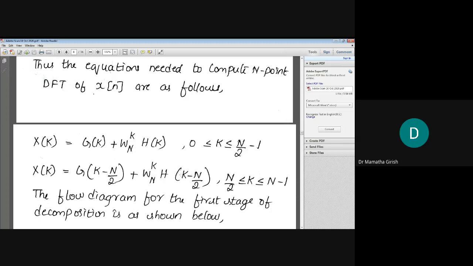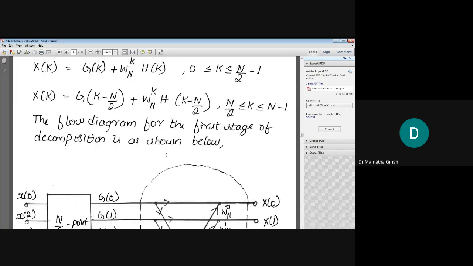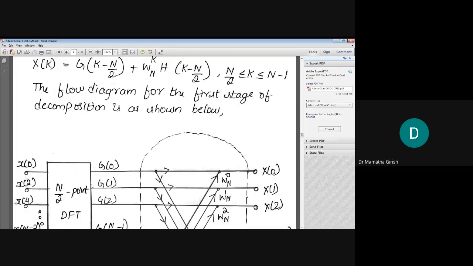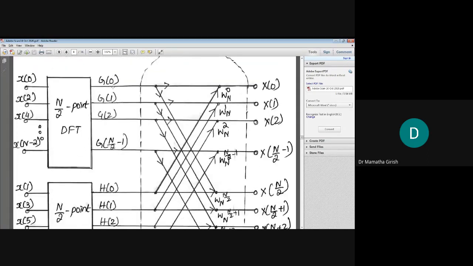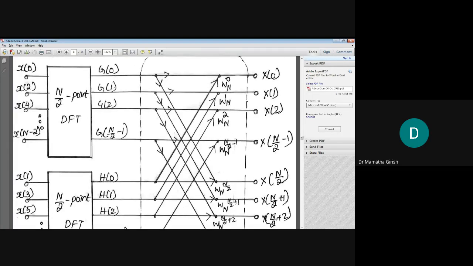Again, over here, substituting k as N by 2, it is H of 0. So the first value of N by 2 is equivalent to this value of 0 in this equation, based on the periodicity property. So after the first stage of decomposition, the flow diagram looks like this.